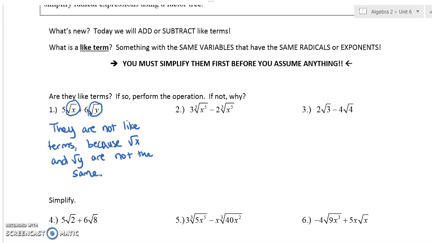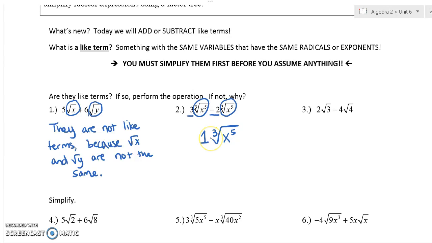Now if you look at example 2, we have 3 times the cube root of x to the 5th power minus 2 times cube root of x to the 5th power. Well, we have cube root of x to the 5th and we have cube root of x to the 5th. So yes, they are like terms, so therefore we can add them. And we have 3 minus 2, so 3 minus 2 is 1 cube root of x to the 5th.